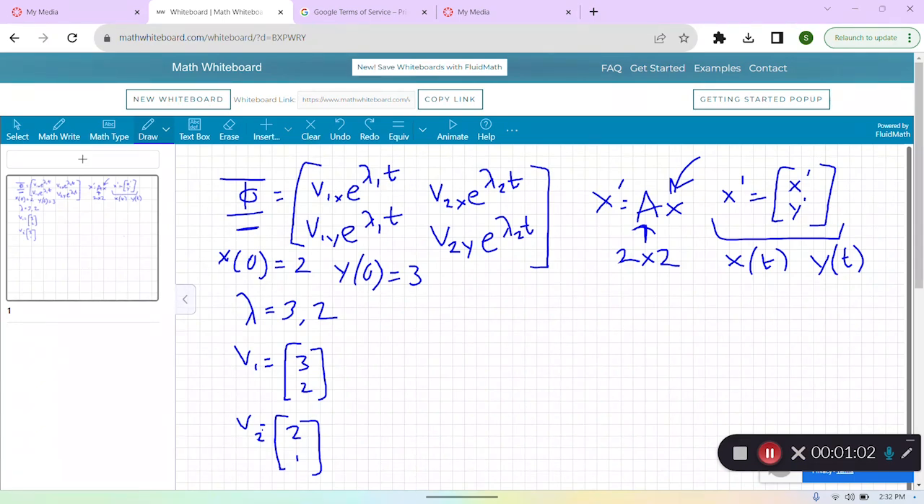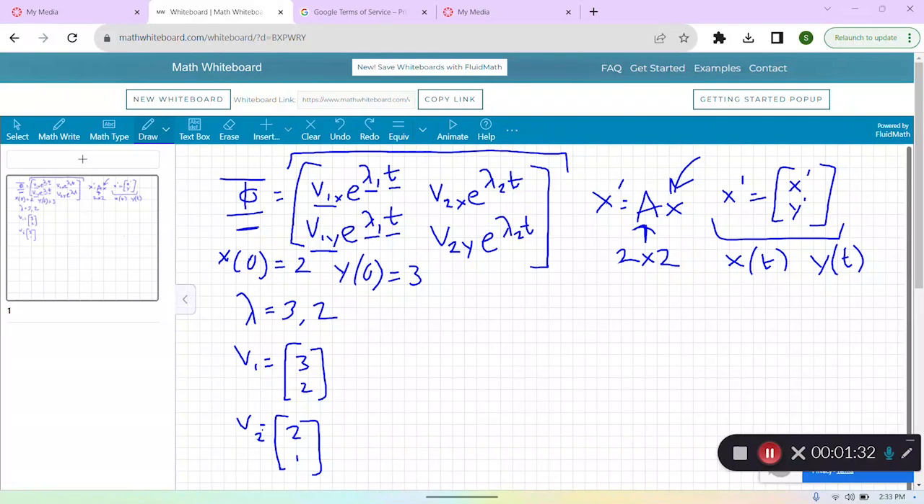The Phi matrix is very helpful. The general form of the Phi matrix is given here. It is given in eigenvector value x1 e to the eigenvalue 1 times t. And then, as you can see, eigenvector value 1y e to the eigenvalue 1 times t. And the same thing for the right side there.